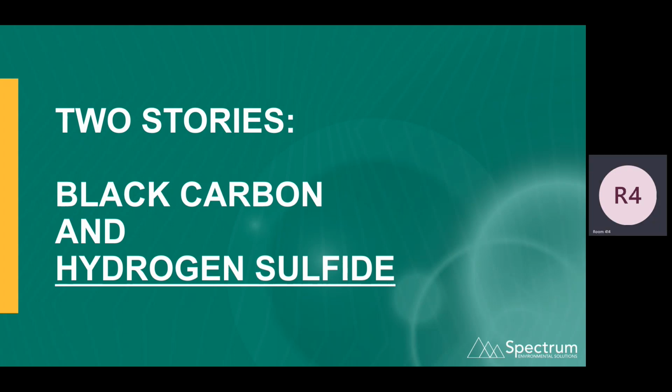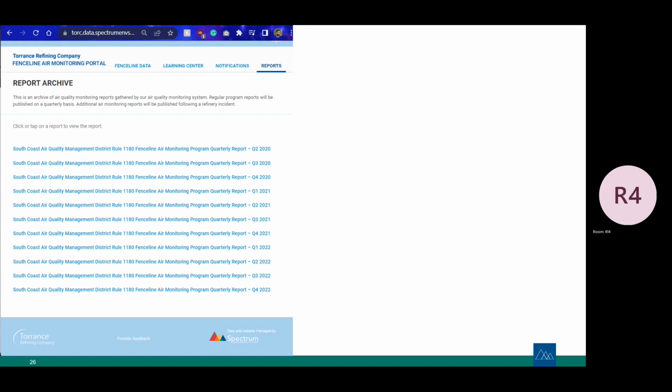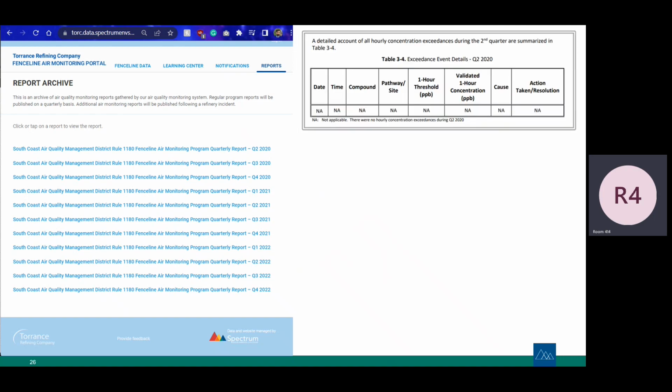All right, the second story I want to talk about, another California-based story. This happened about a year and a half ago. I'd never seen anything quite like it. So for a lead into the story, I'll mention, we have a website for the Torrance refinery that you can go to. The South Coast Air Quality Management District has a rule that you have to prepare a quarterly report. You can go and click on the reports tab on the website and view all of our quarterly reports. In that quarterly report is a table.